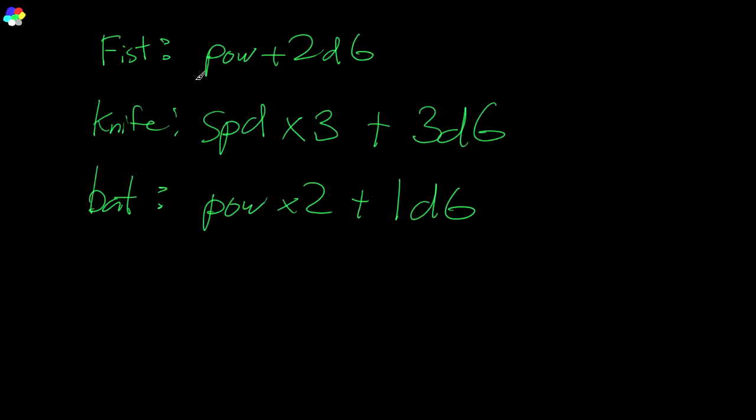So the basic behavior I want is: fist is of course power plus 2d6, knife is going to be speed times 3 plus 3d6 damage, and bat is going to be power times 2 plus 1d6. So these weapons are going to have access to the attributes of the character in order to calculate the damage.